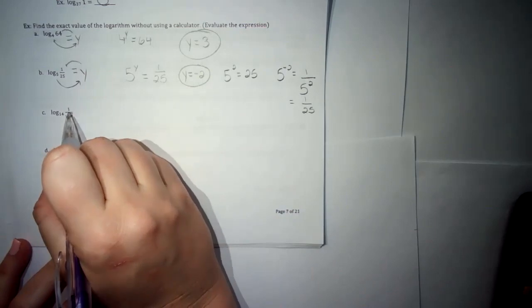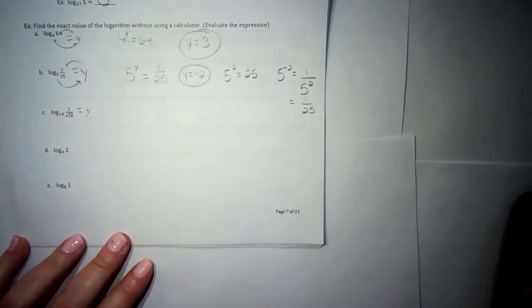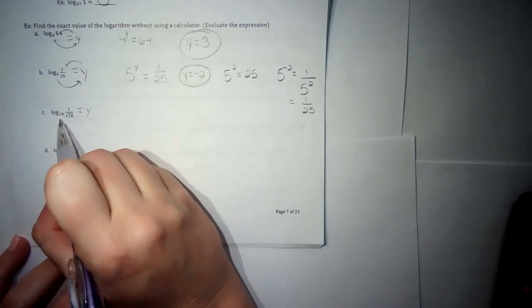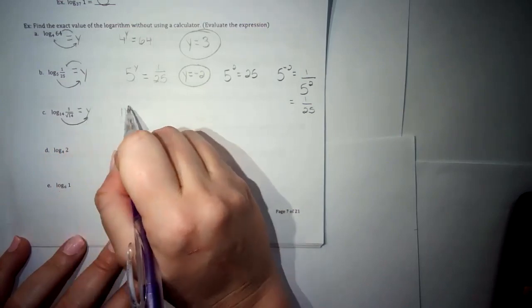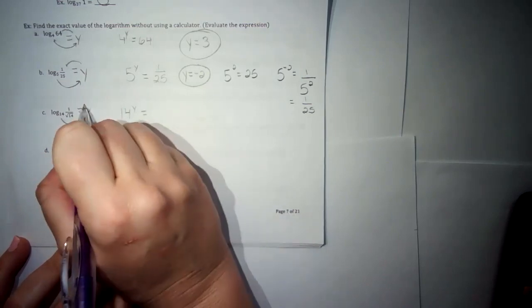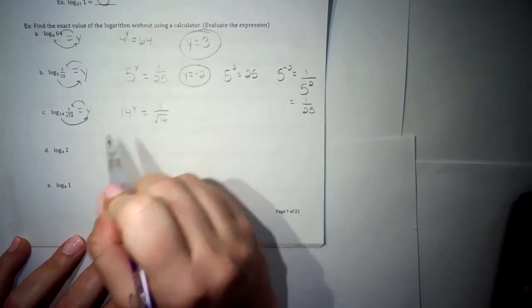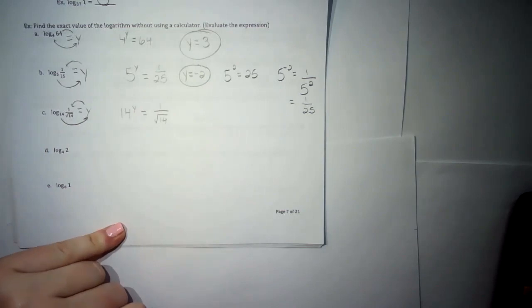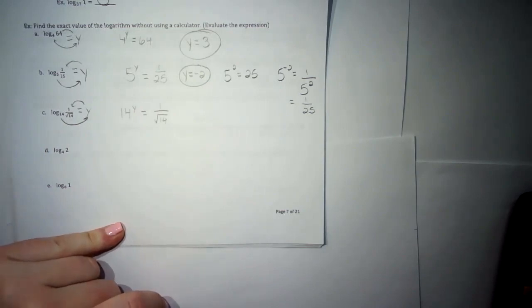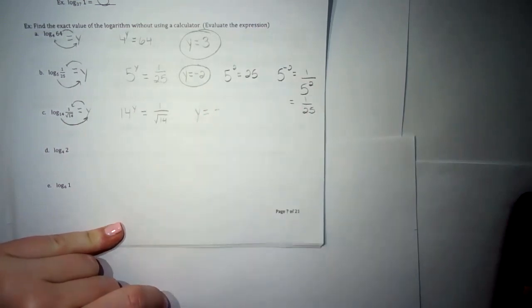Okay, let's try this guy. All right, so I don't see any neat tricks, so let's go ahead. We're gonna have a base of 14 raised to the y equals 1 over the square root of 14. Okay, so let's think about this. I have a fraction, so my exponent's going to be what? Negative. Now we just have to think about what kind of negative is it going to be?